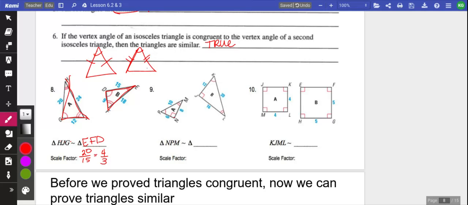This one goes NPM. So they went from the 90 to the 1 mark to the 2 mark. So this would be JKL. And the scale factor then would be, 10 is the hypotenuse, so I'd have to use 20, which is 1 over 2. This one is KJML, so I have to do EFHG, and the scale factor is 4 to 5.